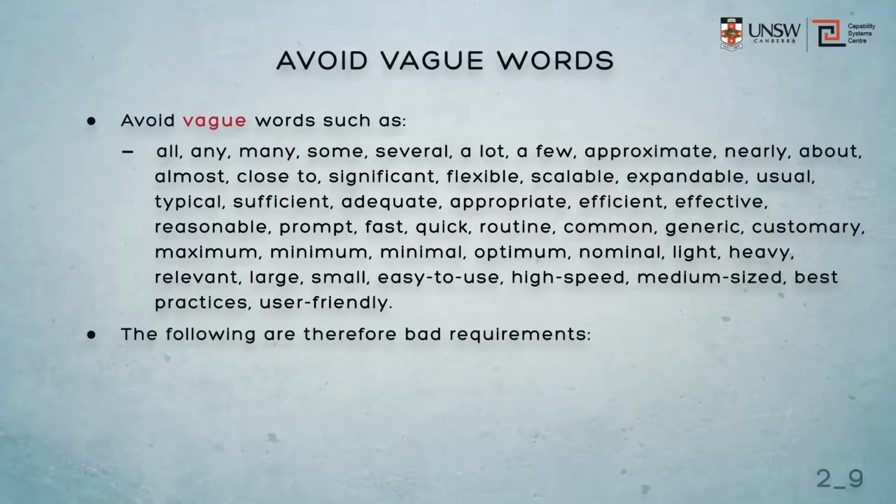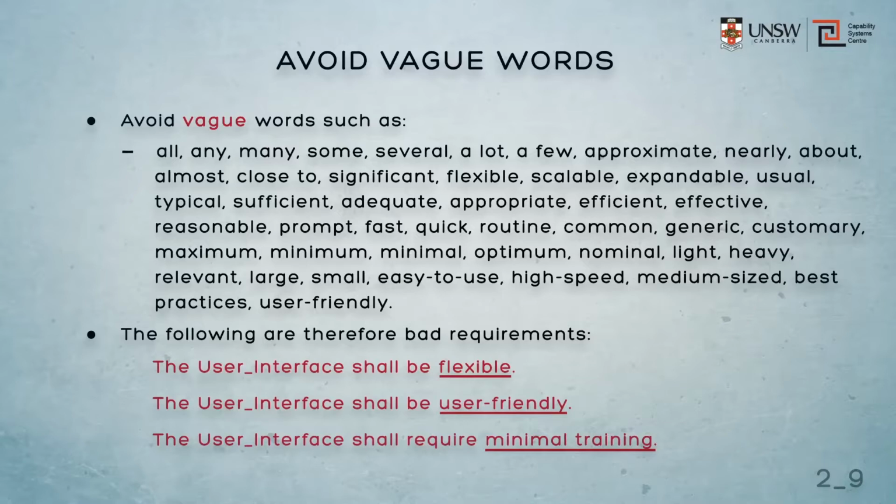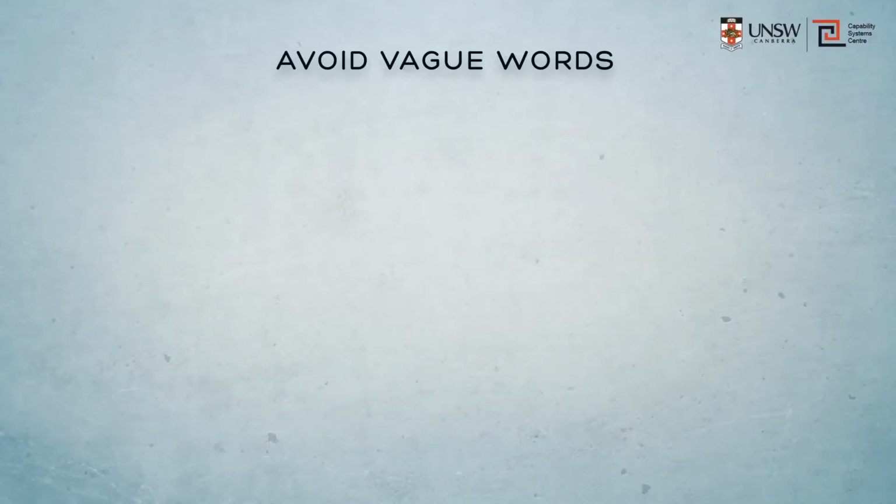So here are some requirements that need to be fixed. The user interface shall be flexible. The user interface shall be user-friendly. The user interface shall require minimal training. These are common statements made when writing specifications poorly. So what we need to have a look at is some of those common mistakes, and we'll see how to fix them.